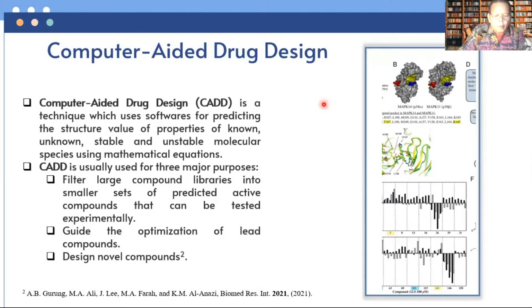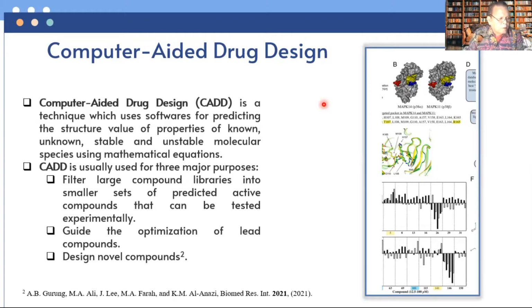Computer-aided design, or CADD, is a technique which uses software to predict the structural values and properties of known, unknown, stable, and unstable molecular species using mathematical equations. Computer-aided design helps scientists minimize the synthetic and biological testing effort by focusing only on the most promising compounds. This method has helped to expedite the drug discovery and development process by minimizing cost and time.